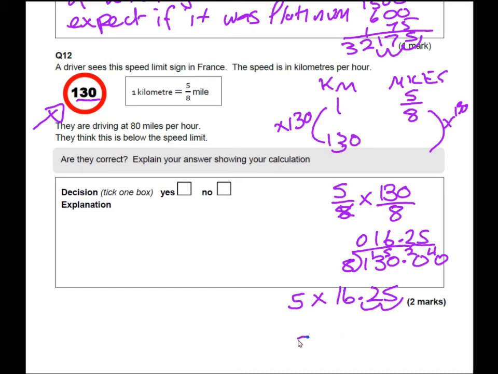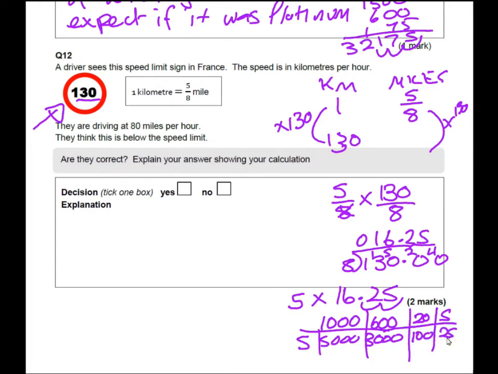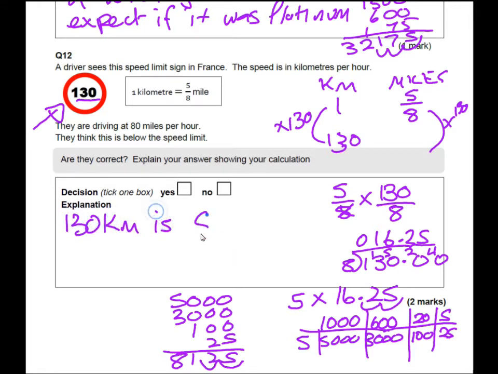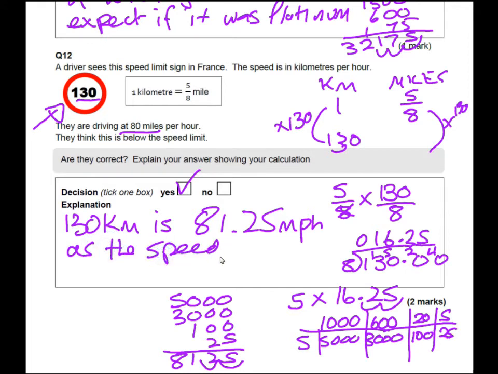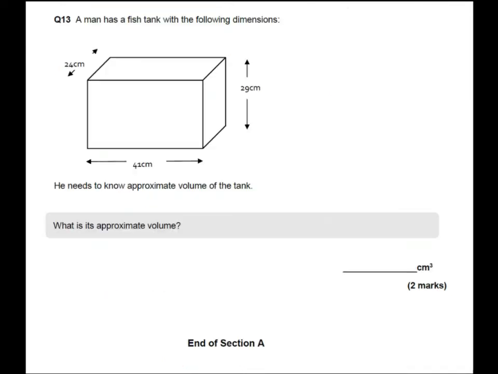So move the decimal point and multiply 5 by 1,625. So that's 5,000 there, 3,000 there, 100 there, and 25 there. Add them together. Don't forget to move the decimal point back 2 places. 130 kilometers an hour is 81.25 miles per hour. So they're doing 80 miles an hour. So they think they're below the speed limit. Yes, they're correct, as the speed limit is 81.25 miles per hour.